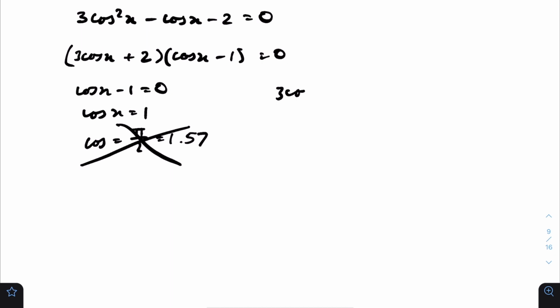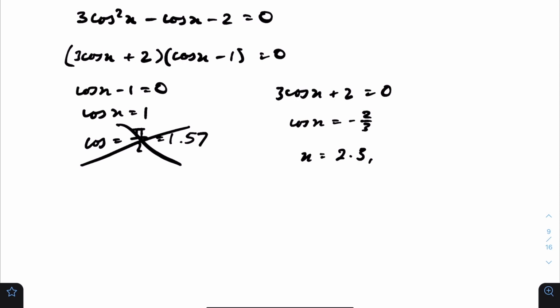So 3 cos x plus 2 is equal to 0. So cos x is equal to negative 2 over 3. If we find the inverse of that to see what x is, let's do that right now. So the inverse of cos of negative 2 over 3. My apologies. Negative 2 over 3. So that's equal to 2.3. However, 2 pi minus this could also be a solution, so let's try.